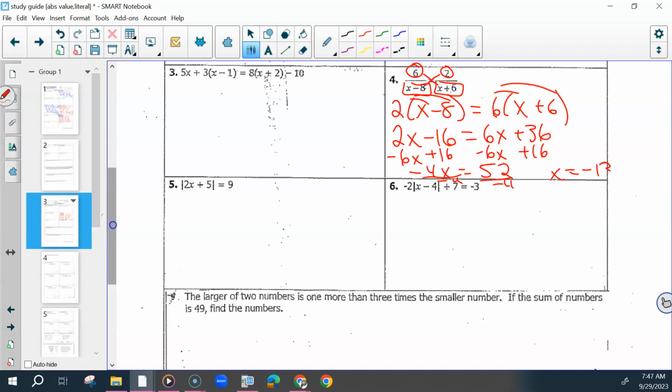Negative 13. Any others in that section? Look at the next page. Numbers 10 through 15. Any of those?